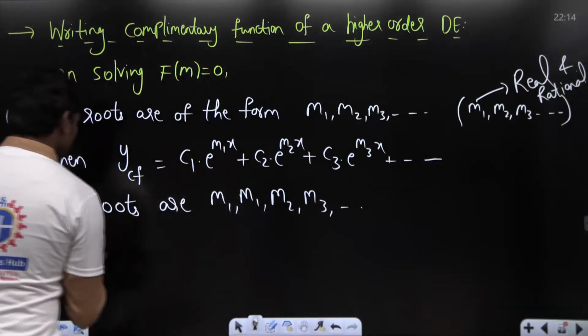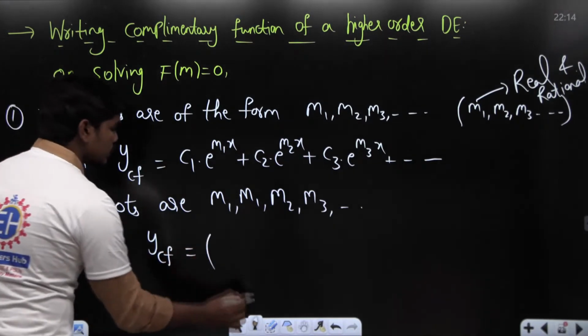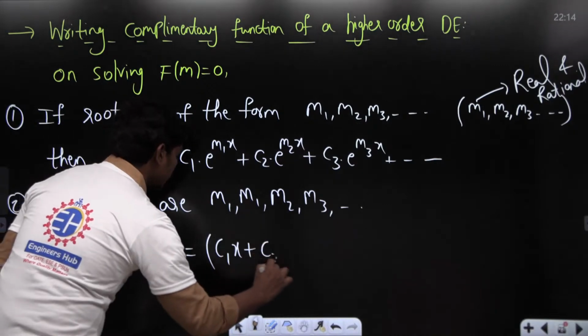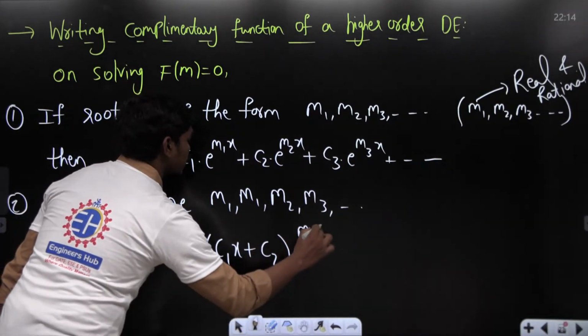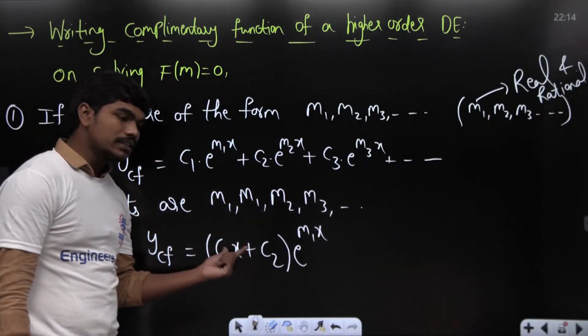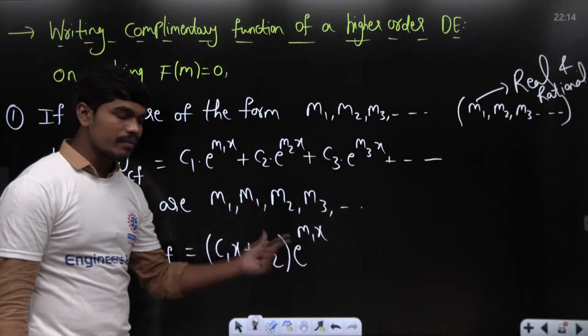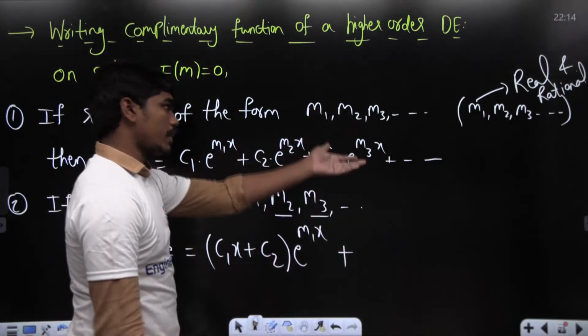Then the complementary function CF is equal to, since this m1 is repeating twice, we will write (C1x plus C2) times e power m1x. Okay, this is what you will be writing. So did you understand? If the root is repeated once, you will write C1x plus C2, where C1, C2 are arbitrary constants, into e power m1x. And of course, for the terms which have individual real roots, same again as before.